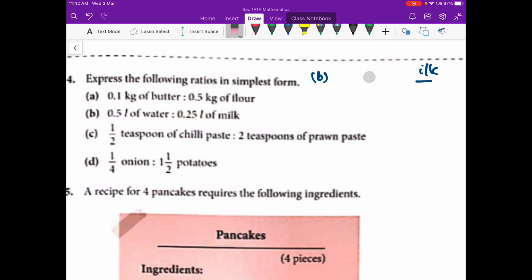Part C. Chili. Prawn. Half. 2. 1. 4. Am I going too fast? Next. Onion. Potatoes. 1/4. 1.5.